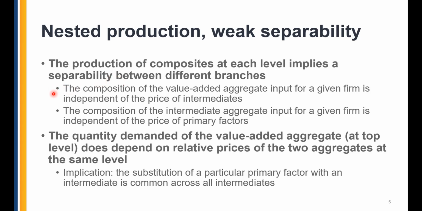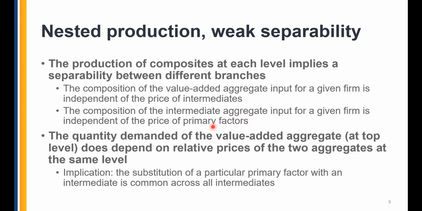So the notes here just indicate that the value-added aggregate input for a given firm will be independent of the price of any individual intermediates, the composition, meaning the mix of land, labor, capital, natural resources. Same thing goes in the reverse direction. The composition of the intermediate aggregate, so the use of chemicals, of fertilizer, of plastics, fuel, coarse grains, all the goods that are there to be used as intermediates, that mix that goes into making the composite intermediate will be independent of the price of any individual primary factor.